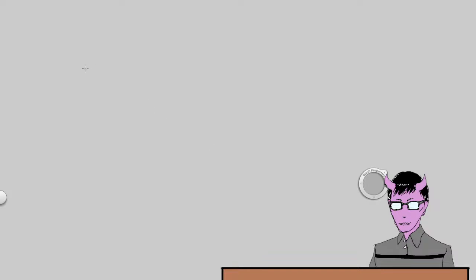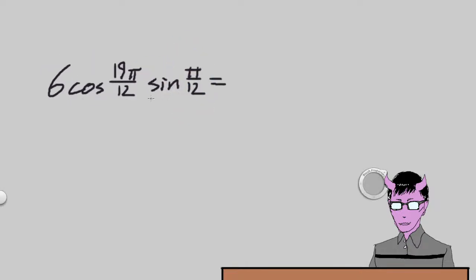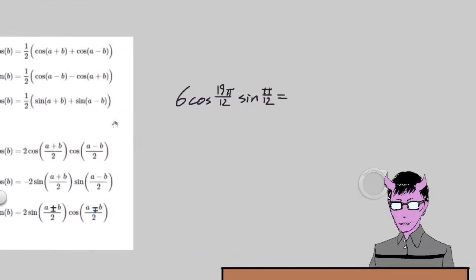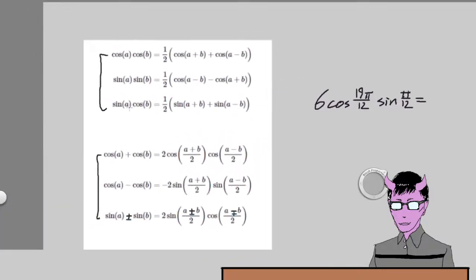Next up we have a 6 times cosine 19 pi over 12, times what? Sine of pi over 12. So again, we have a cosine times a sine. It's a product of the two trig functions, so we're going to use this one.